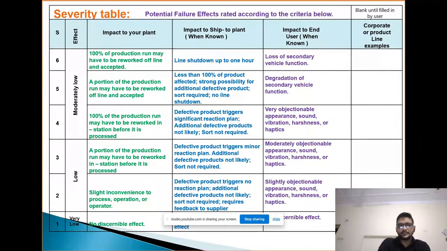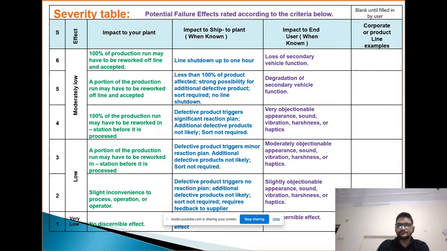Next are ratings 2 and 3. Ratings 2 and 3 come in the low effect category. Rating 3 impact to your plant: a portion of the production run may have rework in station before it is processed. And impact to ship, defective product triggers a minor reaction plan. Additional defective product not likely, sort required. In the case of impact to end user, moderately objectionable appearance, sound, vibration, harshness or haptic.